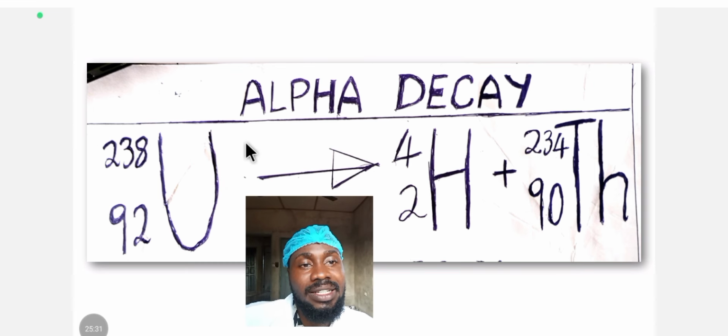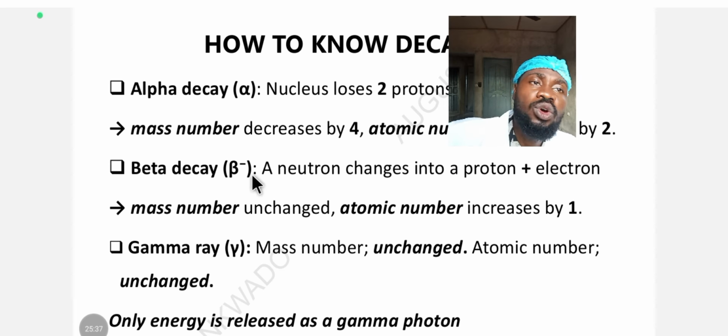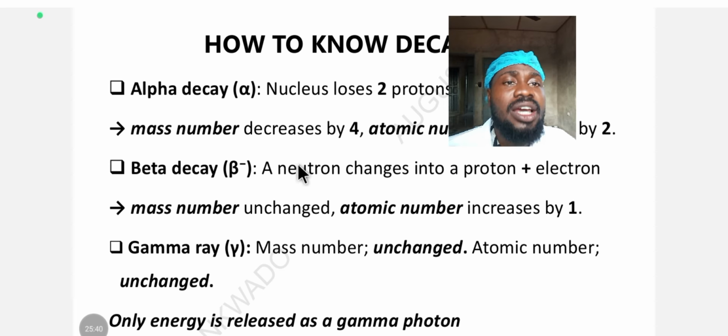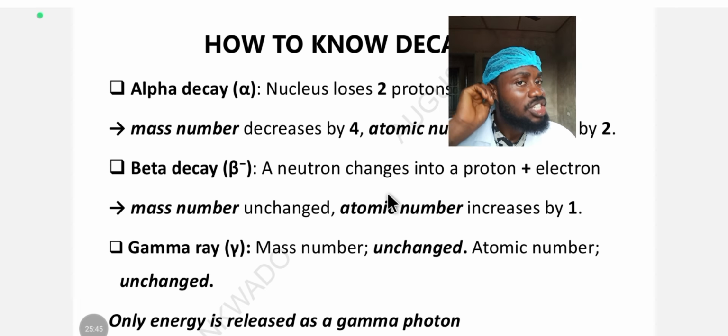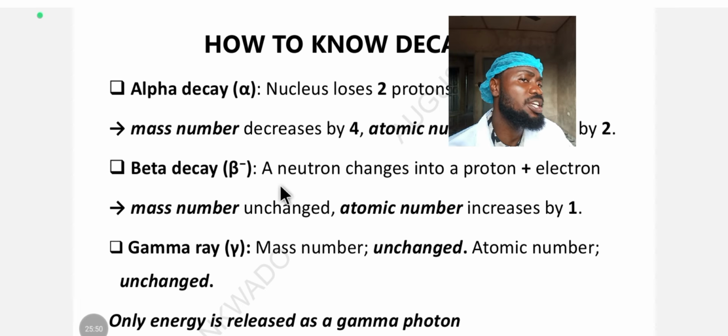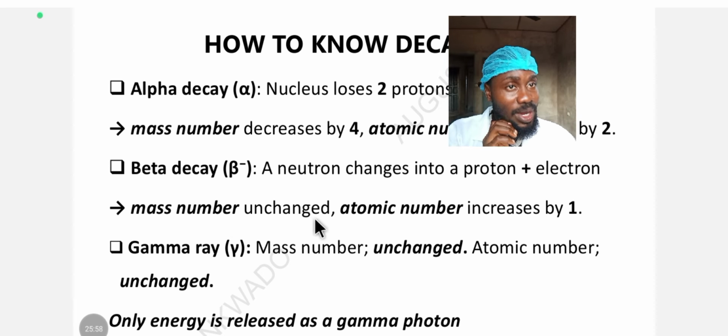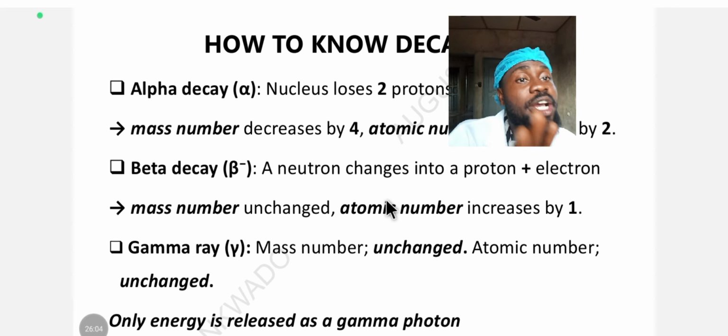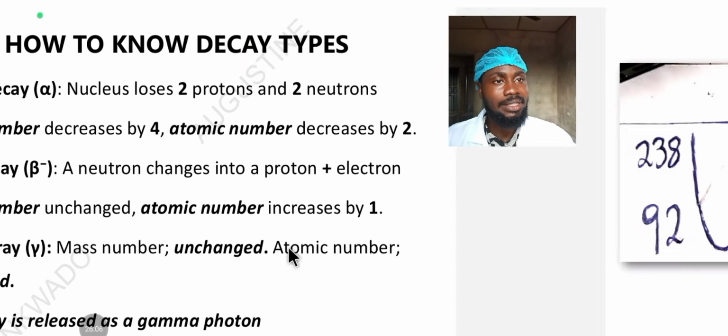Now, let's treat beta decay next. During beta decay, how do you know a beta decay? A neutron changes into a proton plus electron. And what happens in turn? Just bear it in your mind that the mass number remains unchanged, unlike the alpha decay, where the mass number falls by 4. But here, the mass number remains unchanged. Atomic number increases by 1. Let's look at the diagram.